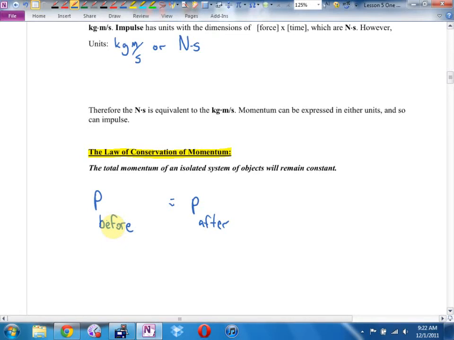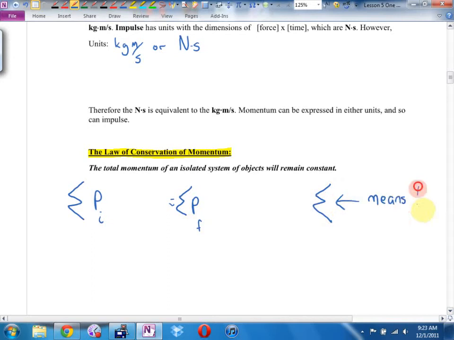Okay, so instead of that, a little less writing. Except I want to somehow show that there's a total involved, that we're going to be adding stuff together. There's a symbol that stands for the sum of, and it's this. This means total sum of. The total sum of the initial momentum has to work out to the same as the total sum of the final momentum. This is what we're going to start out writing on almost every momentum question.